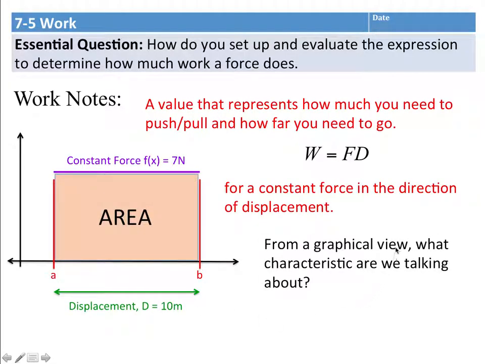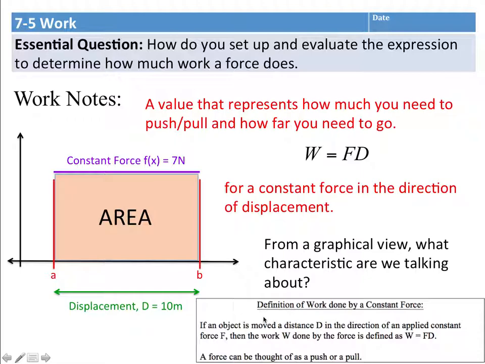So from a graphical perspective, what we're looking at is if we multiplied the force times the displacement, we'd get an answer of 70. And that's really the value of the physical area underneath the force graph. So graphically, for a constant force, we can change this question into an area question. So the work done by a constant force is the product of the force and the displacement as long as they are in the same direction. It's also the area under the force curve.